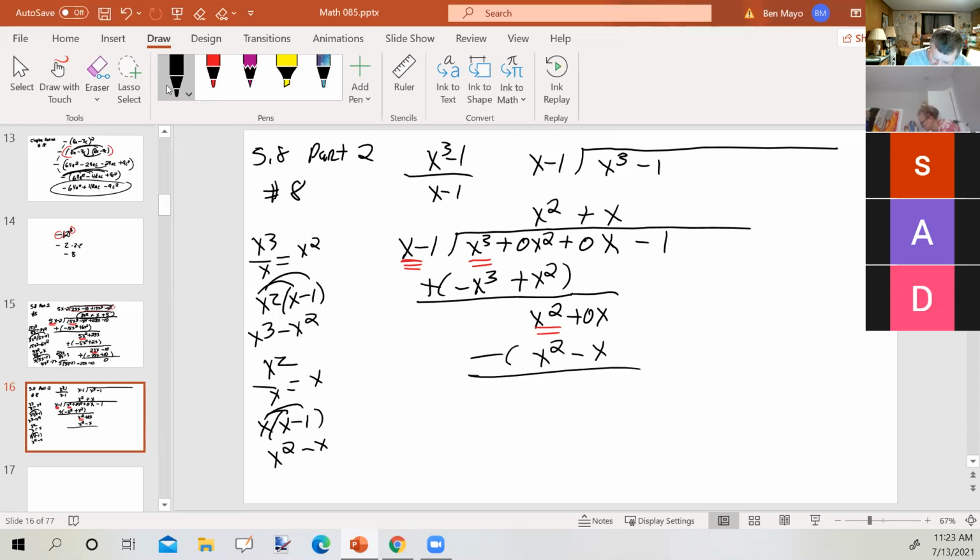We're going to subtract that quantity from what's up above. Distributing, changing it to addition of the opposite, x squared plus negative x squared is 0x squared. 0x plus x is x. Bring down the next term, the minus 1.